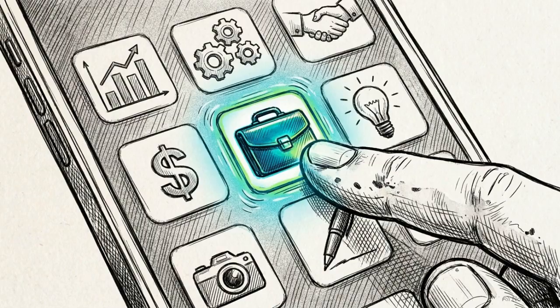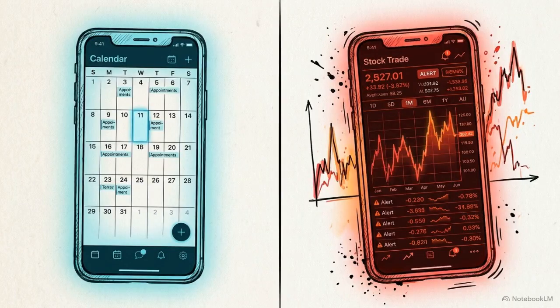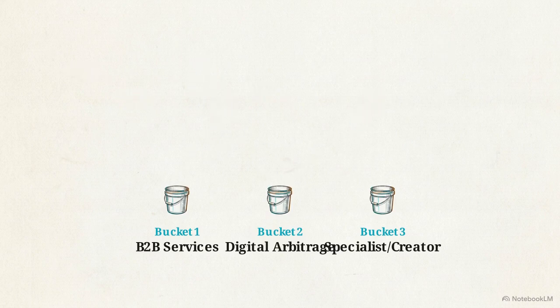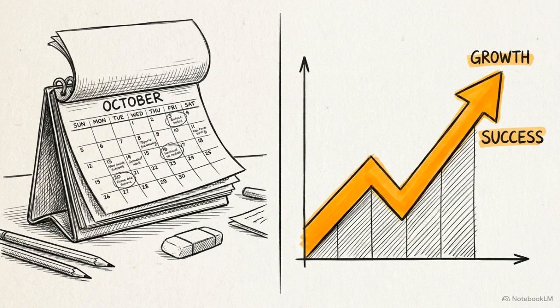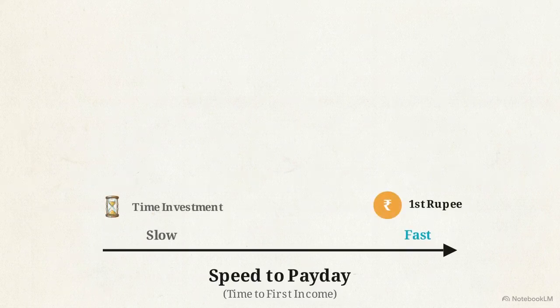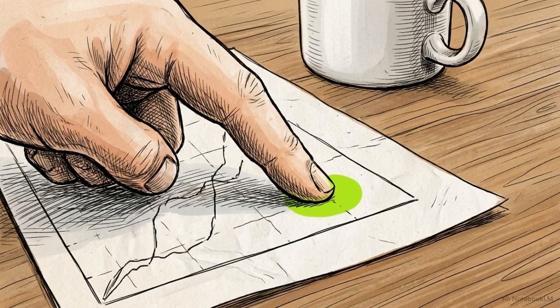You have to select the one specific method that aligns with your current skills, your available capital, and your personal temperament. We are going to cut through the noise and filter these 12 methods into 3 strategic buckets to find your exact match. To evaluate these business models properly, we need to grade them against 2 metrics. This horizontal axis measures time to first income, literally how fast a specific job puts the first rupee into your pocket. The vertical axis measures long-term scalability. This determines if your income can grow without demanding more of your physical hours. Understanding exactly where a hustle falls on this chart is how you set realistic expectations and avoid burning out in the first month.